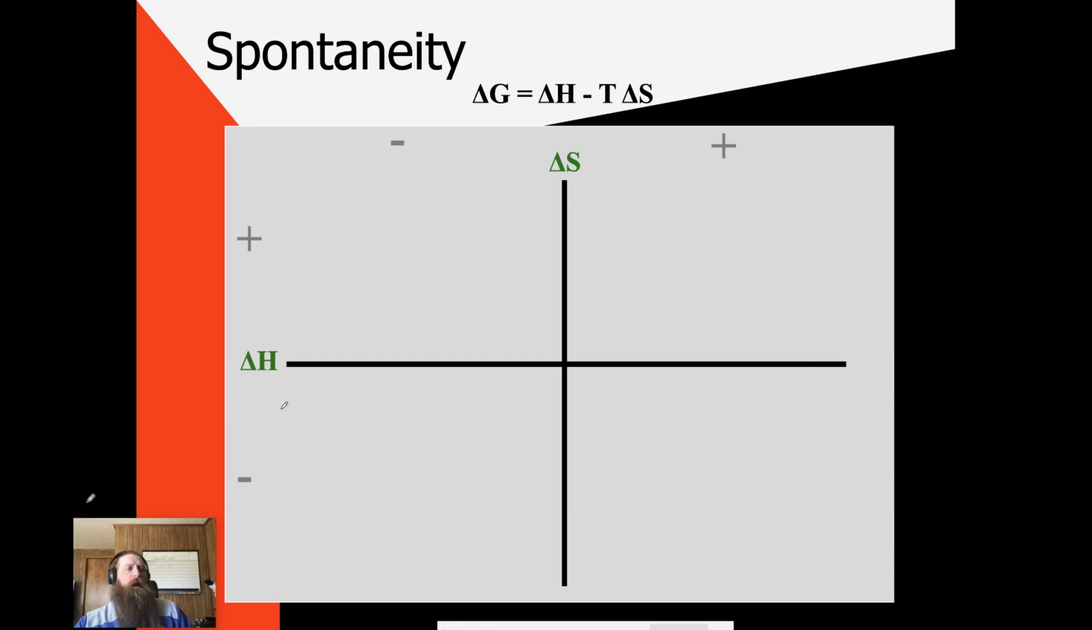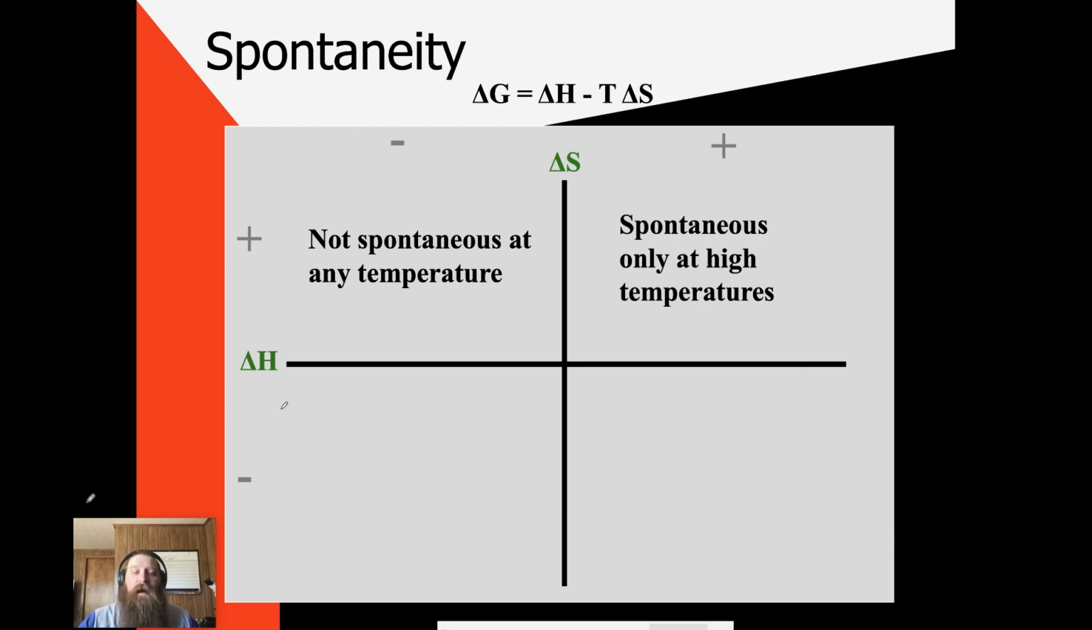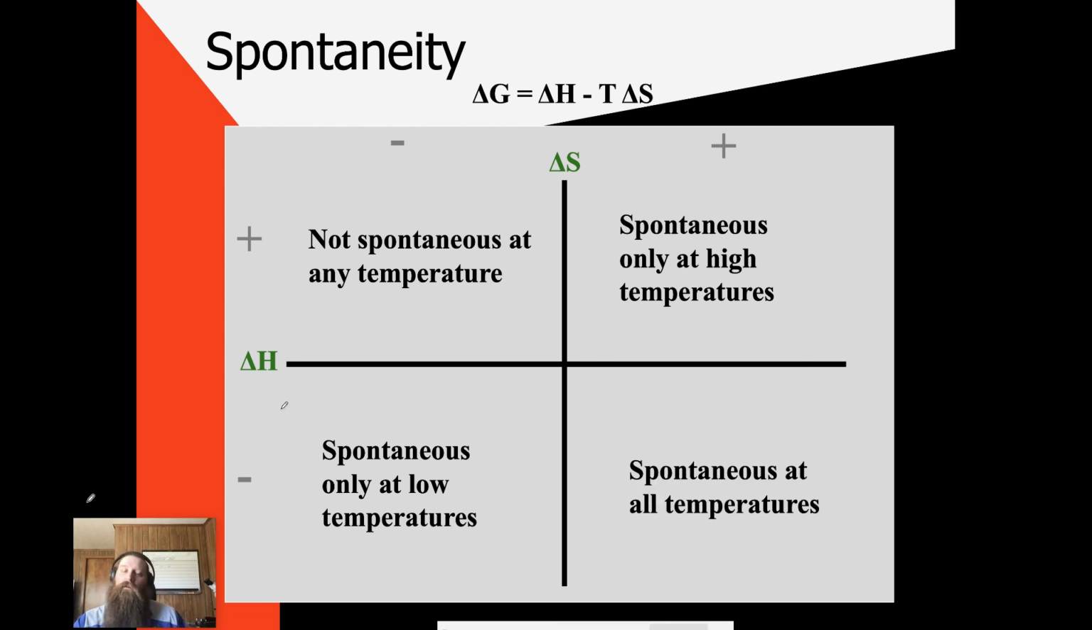So if you have a negative delta H and a positive delta S, then you are not spontaneous at any temperature. If you have positive delta S and positive delta H, then you're spontaneous at high temperatures. If you have a negative delta S and a negative delta H, then you're spontaneous at low temperatures. And if you have a positive delta H but a negative delta S, then you're spontaneous at all temperatures. Okay, so this is a good little chart that will help you keep those things straight. It's good for making predictions, but I'm not going to actually have you do any crazy calculations with that.